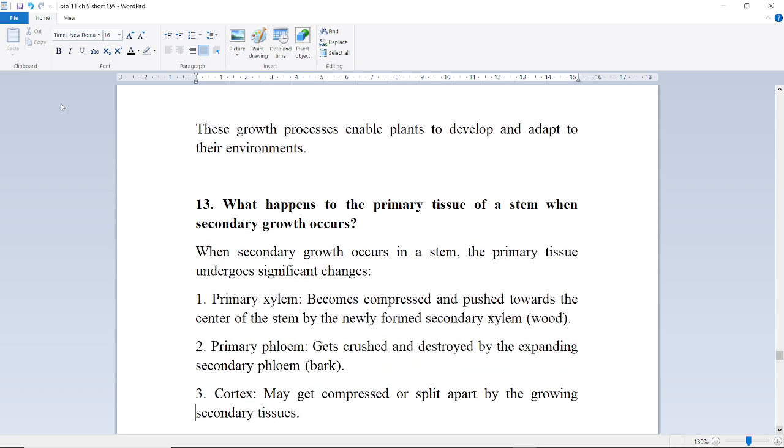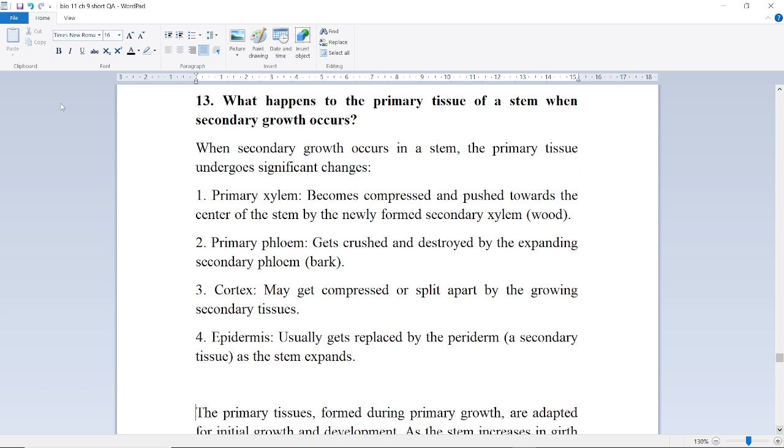Next question is, what happens to the primary tissue of a stem when secondary growth occurs? When secondary growth occurs in a stem, the primary tissue undergoes significant changes such as primary xylem becomes compressed and pushed toward the center of stem by newly formed secondary xylem, wood. Next is primary phloem gets crushed and destroyed by expanding secondary phloem, bark.